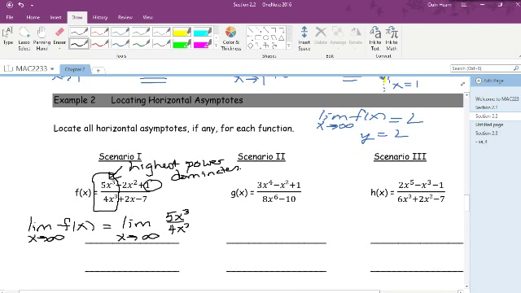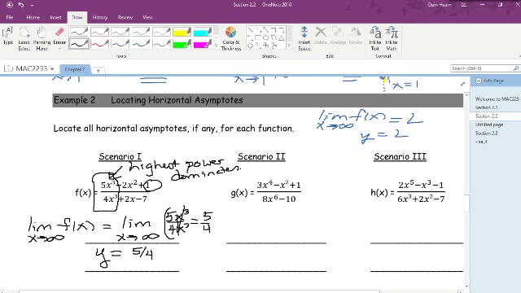Now, in this case, where the highest degree terms have the same degree, they cancel out. So you just are left with 5/4. The limit as x goes to infinity of a constant value is that constant value, 5/4. So that would tell you that you have an asymptote at y equals 5/4. So when you're looking for horizontal asymptotes, the y equals asymptotes, just take the limit to infinity and focus in on the highest degree terms.